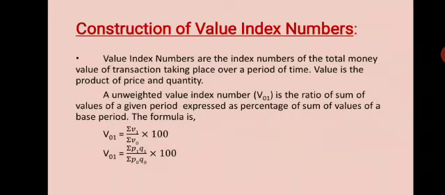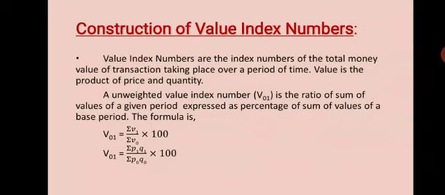Then the construction of value index numbers. Value index numbers are the index numbers of the total money value of transactions taking place over a period of time. Value is the product of price and quantity.